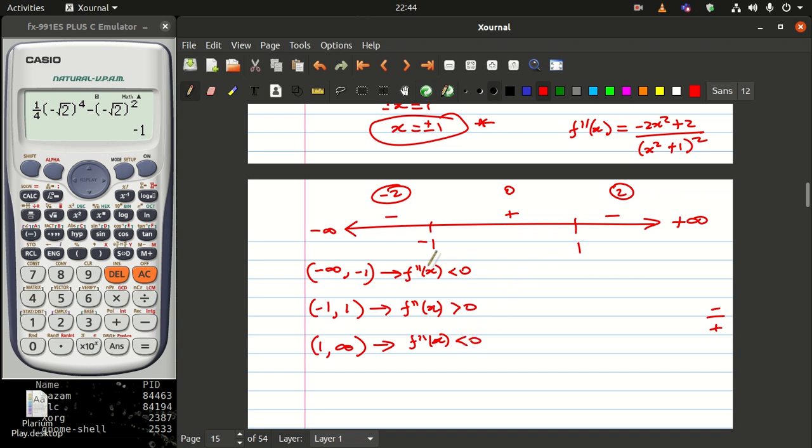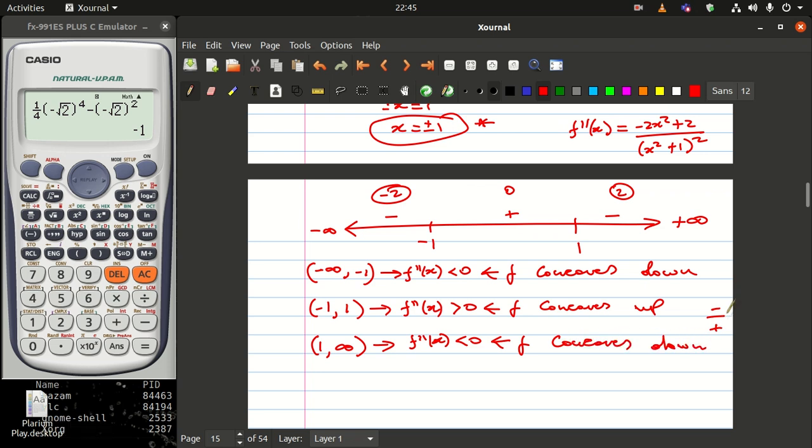And if the second derivative is less than 0, it means that f concaves down. And when f double prime is bigger than 0, it means f concaves up. And then of course here, less than 0, it means f concaves down. So that's how you actually use the second derivative to check concavity.